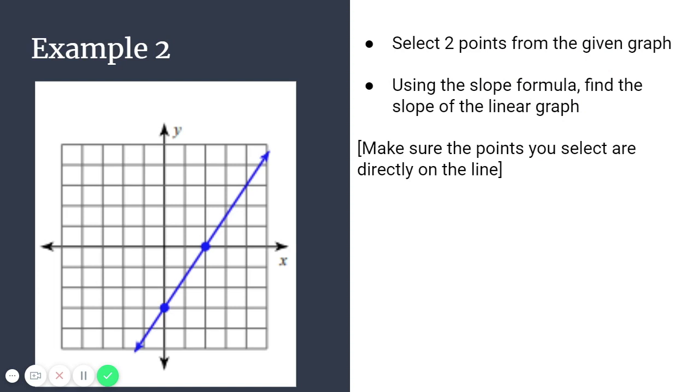Please select 2 points from the given graph. There are also 2 that are highlighted that you may use. Using the slope formula, find the slope of the linear graph. Make sure the points you select are directly on the line. Please pause the video, take a moment to calculate the slope, resume the video when you are done so that we can go over this question together.